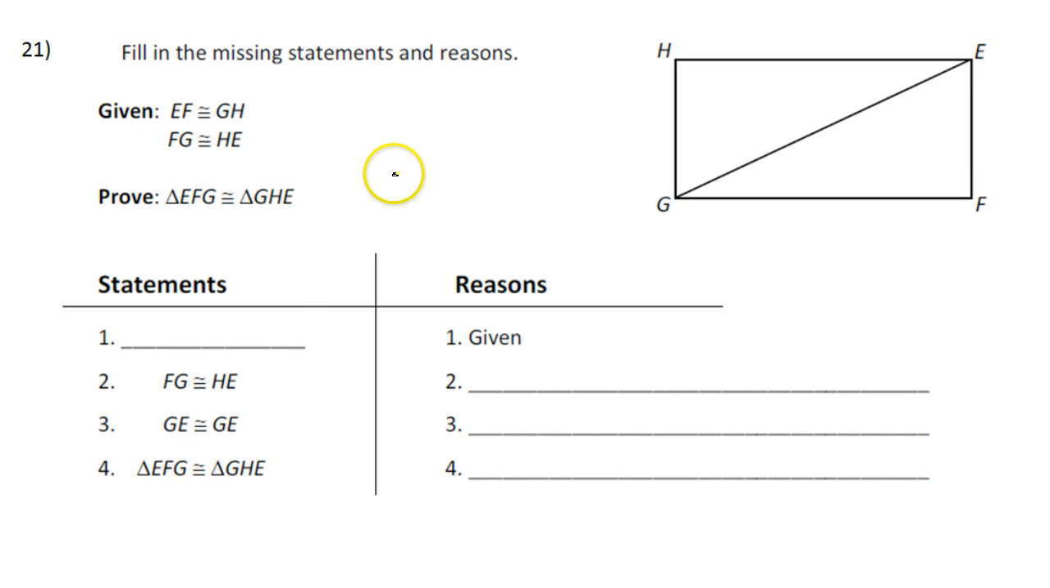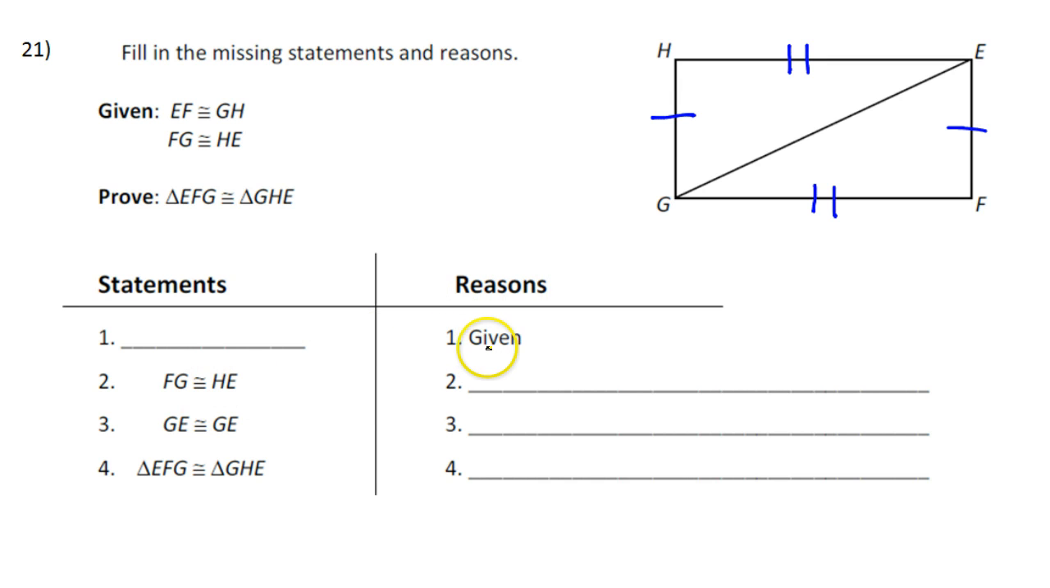All right, let's look at some two-column proofs. We're given that EF is congruent to GH. So EF, GH. Also, FG is congruent to HE. So there's FG is congruent to HE. So far, so good. Now we're supposed to prove that the two triangles are congruent.